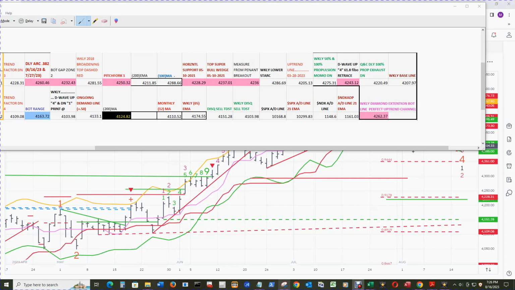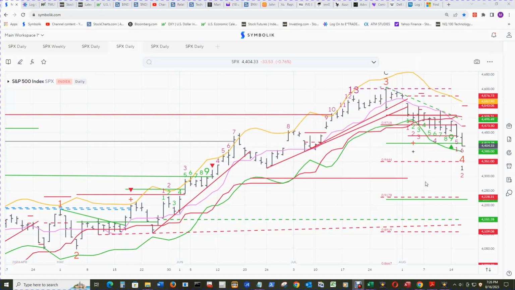So there's some pretty formidable support levels before it gets to that retracement, 4243.12 right here. The weekly diamond extension bottom line perfect uptrend channel, 4262.37 for this week. Daily arc 4260, pitchfork 1, 4250. So yeah, that's a tough call, but just keep buying all around in that area. And if we do get the bounce to the upside, then we'll take that as it comes and analyze that at that time.